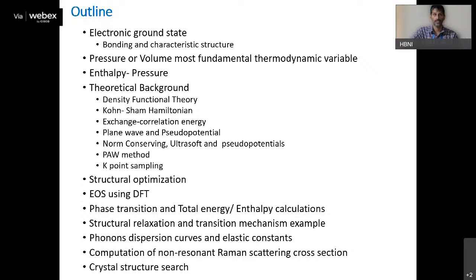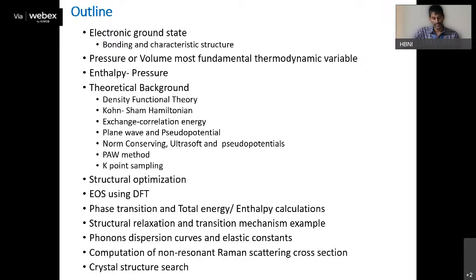Then we will build the theoretical background for doing such kinds of simulations, starting from density functional theory, then the Kohn-Sham Hamiltonian, then we will discuss the various kinds of exchange and correlation that we can use. What are the limitations of those exchange and correlation functionals, and how these were improved. And then we will discuss the plane wave and pseudo potential methods. There are various kinds of pseudo potentials that we will discuss in brief. And then the role of k-point sampling for this calculation.